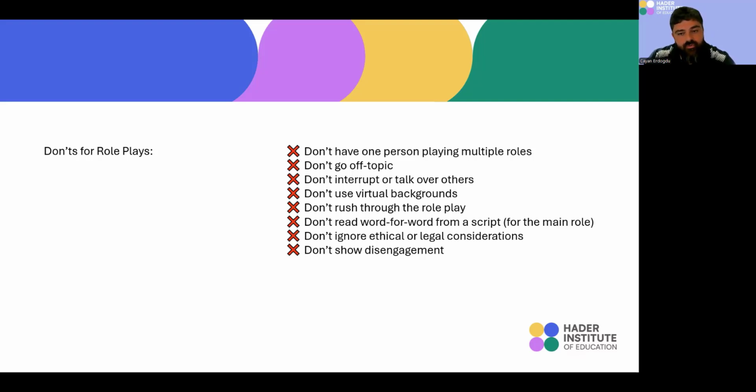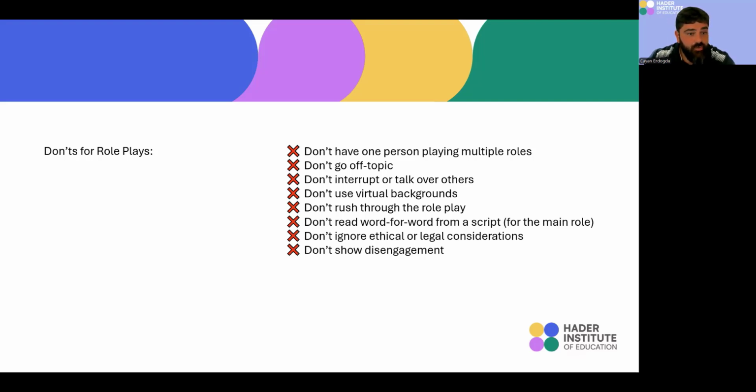This is because we want you to respond naturally and show your ability to think on your feet and also to display micro skills. You can't do this if you're reading off a script. The next one is don't ignore ethical or legal considerations. We want you to maintain confidentiality, professionalism, and appropriate boundaries.